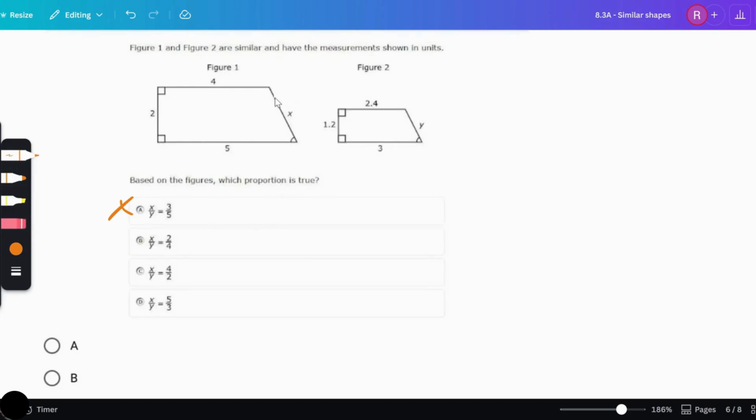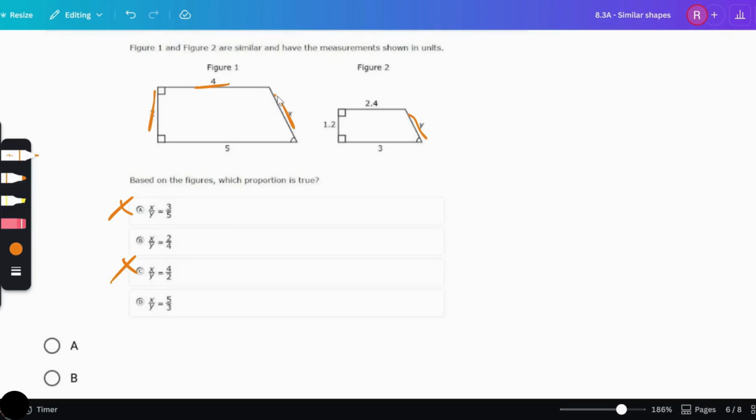So x over y equals 2 over 4. No, this is wrong. It's choosing two sides from one shape. The next one, x over y is correct. That's the only one that we've seen that is correct. X over y equals 4 over 2. This is wrong.